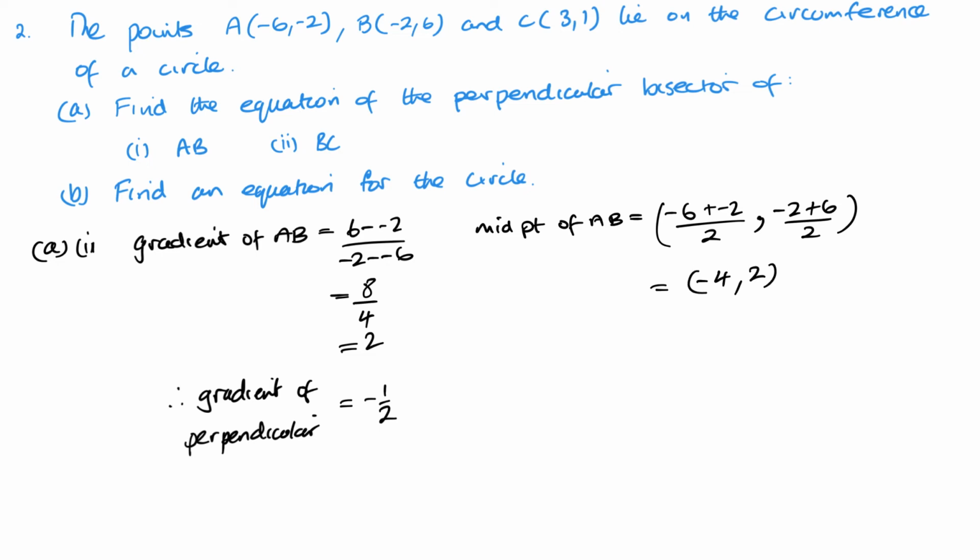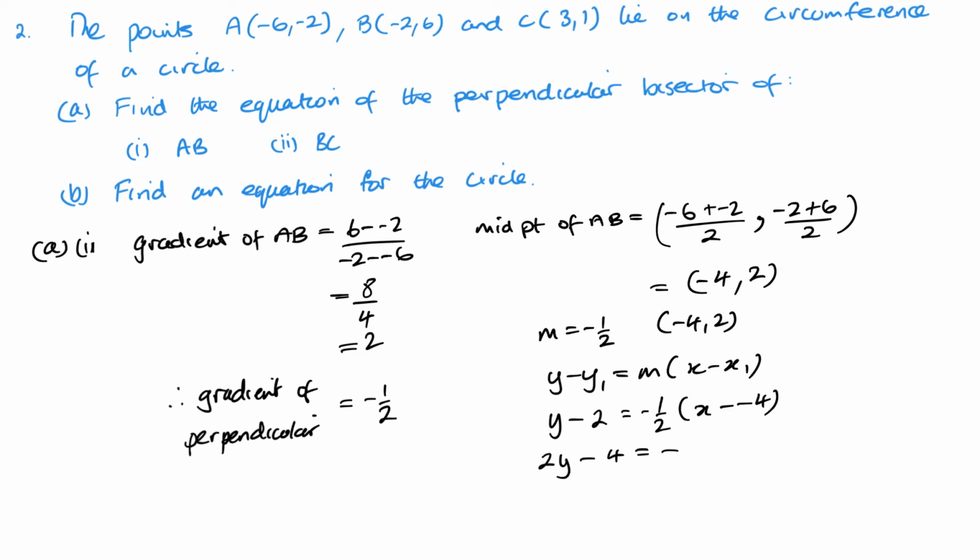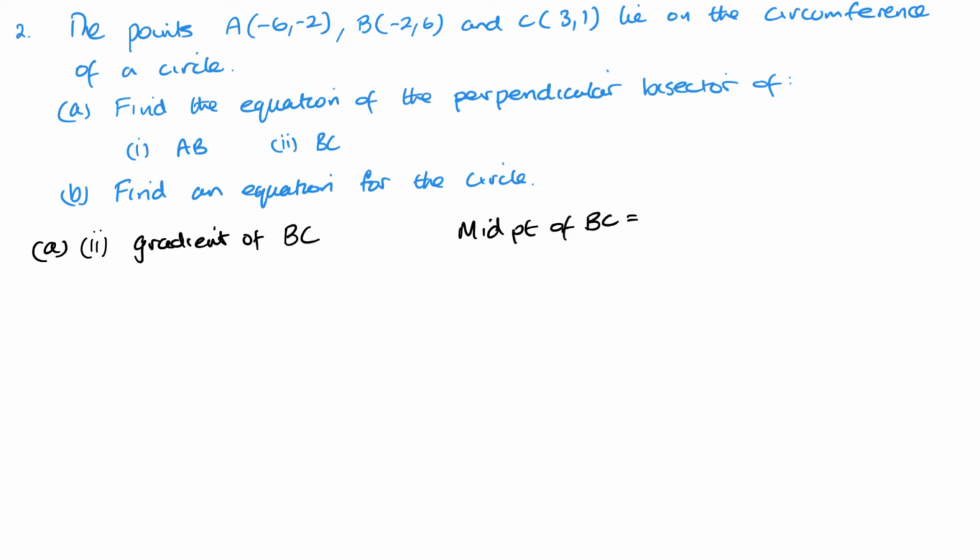So now I've got the gradient and the center. My gradient is minus 1/2 and my center is minus 4, 2. I can use y minus y1 equals m, x minus x1 to find the equation of the straight line. Now, finding the perpendicular bisector of BC is pretty much the same, or exactly the same.